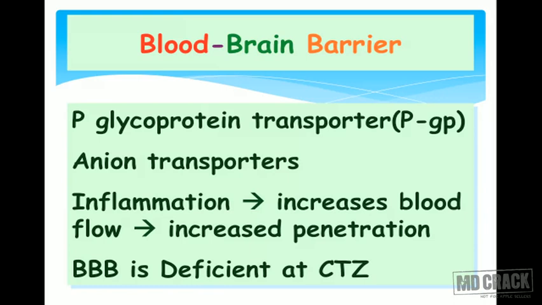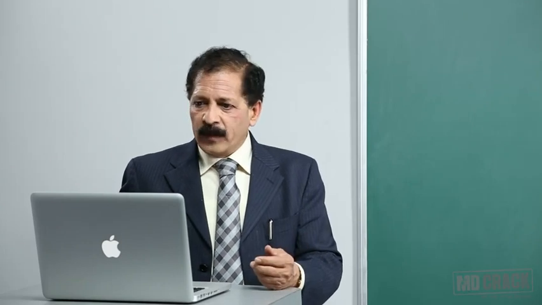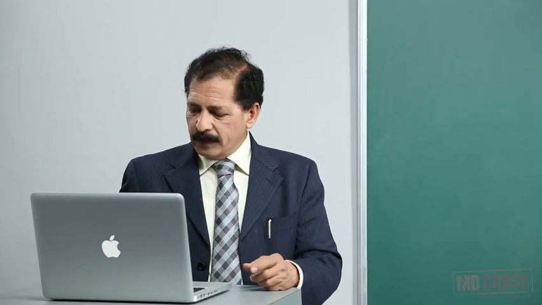So also, one more important fact about the blood-brain barrier is, it is deficient at the chemoreceptor trigger zone. That's the area postrema. You don't have to cross the blood-brain barrier to reach the area postrema. Even if you are less lipid soluble, you can reach the area postrema. There is no blood-brain barrier there. We will discuss this when we discuss the anti-emetic drugs. It is going to have a lot of implication at that place.